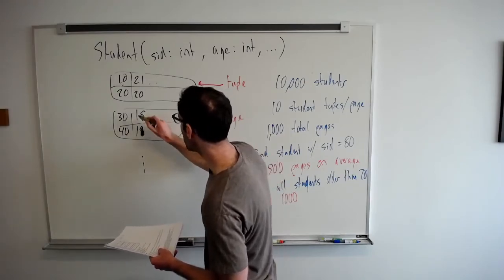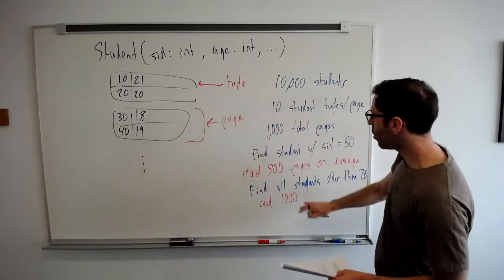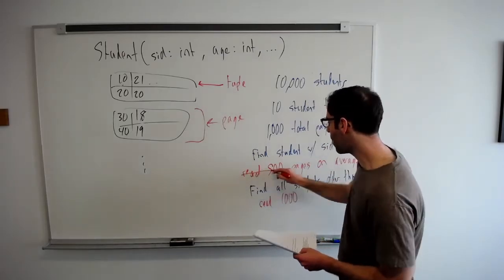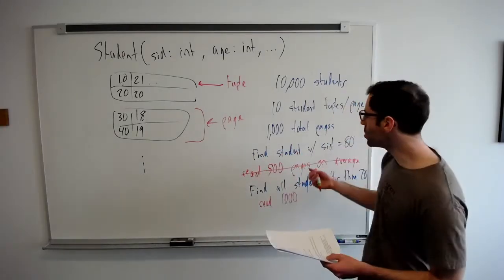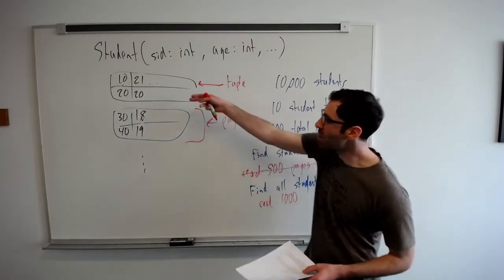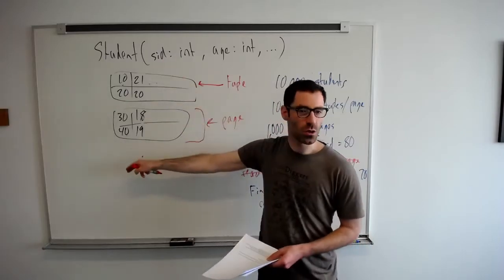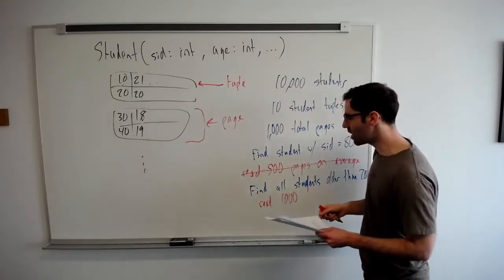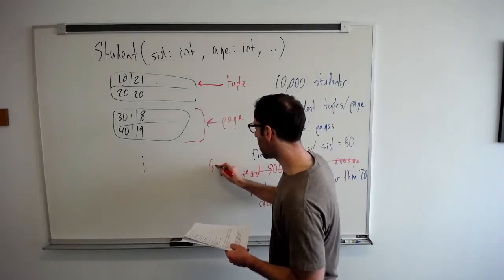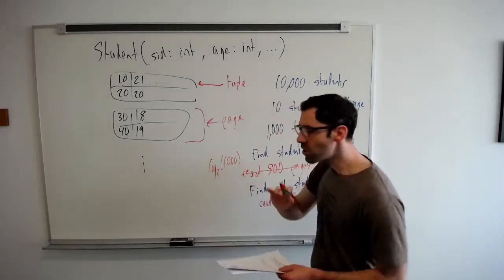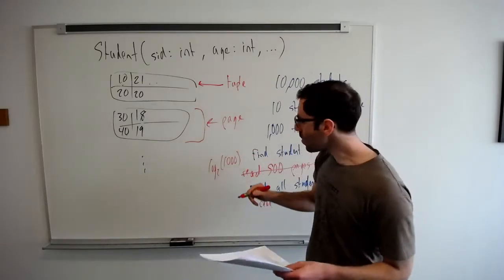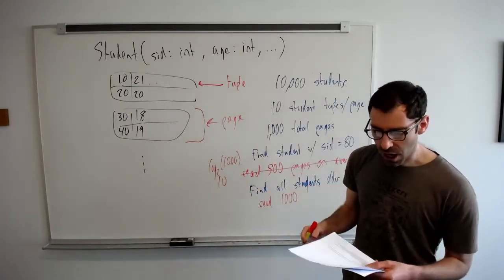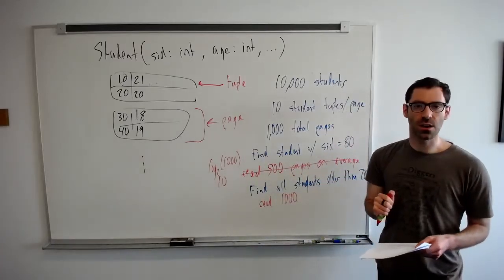Now, to find a student who has a particular student ID, we've improved on this by being able to do binary search on our heap file. We know that it's in sorted order by student ID, so we can go to the middle one and rule out half of the tuples and then search the other half. So this is going to be log base 2 of our 1,000 pages, which is approximately 10 pages that we have to read in order to find a student with an SID matching a particular value.